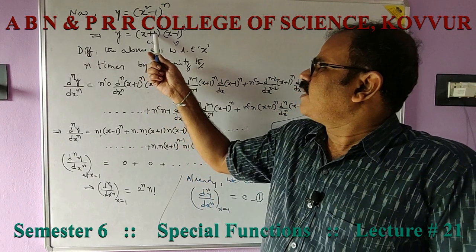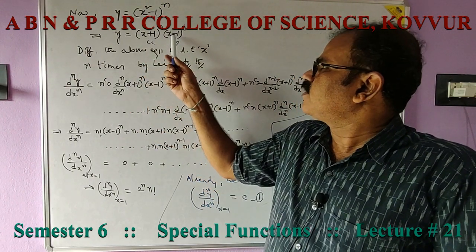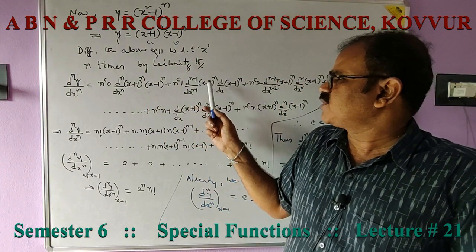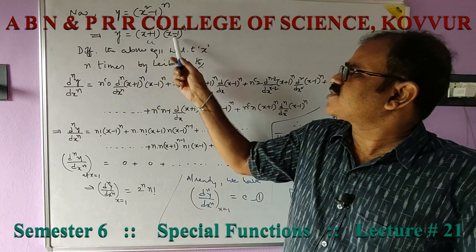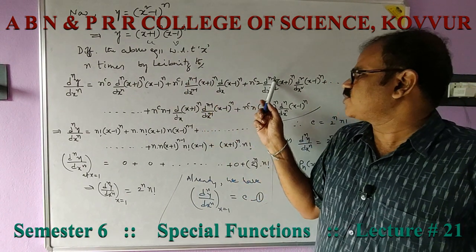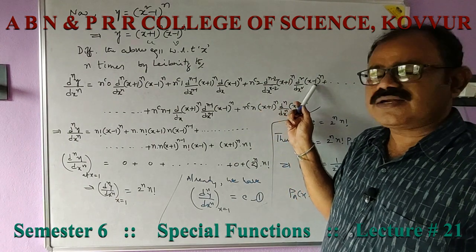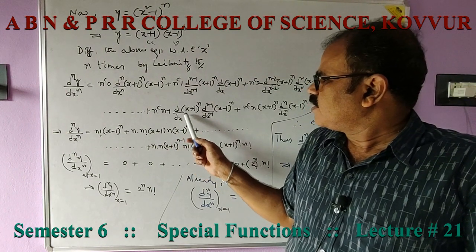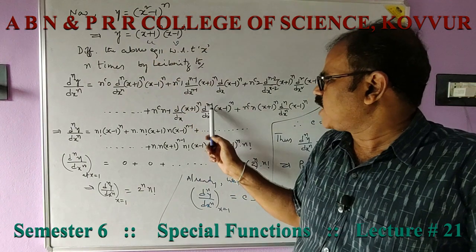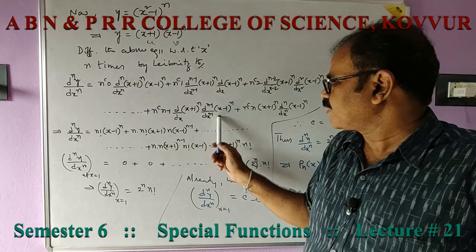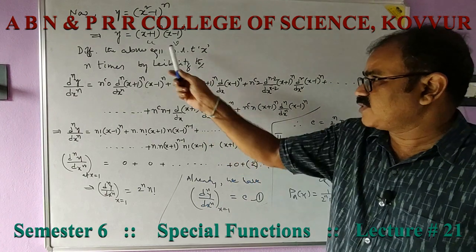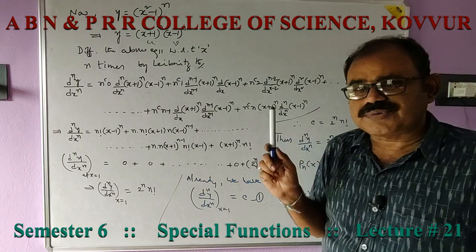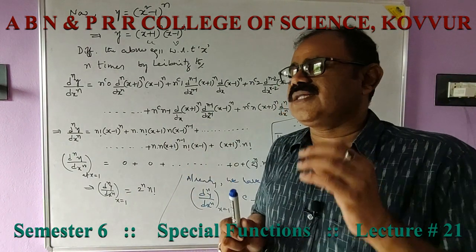And we apply nth derivative for u and no derivative for v. In the next, reduce it: n minus 1th derivative for u and first derivative for v. Next, n minus 2th derivative for u and second derivative for v. Finally, first derivative for u, n minus 1th derivative for v, nCn, no derivative for u, and finally nth derivative for v. Okay, in the previous video you clearly saw the Leibniz theorem.